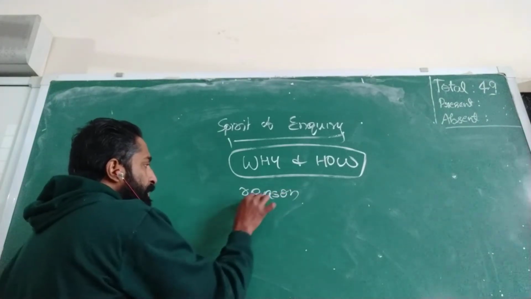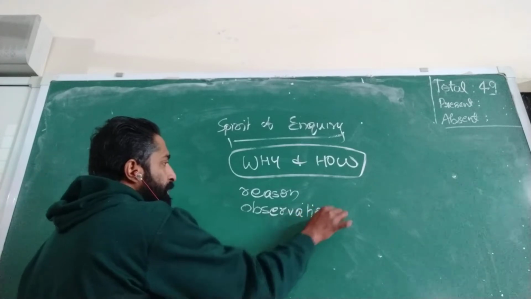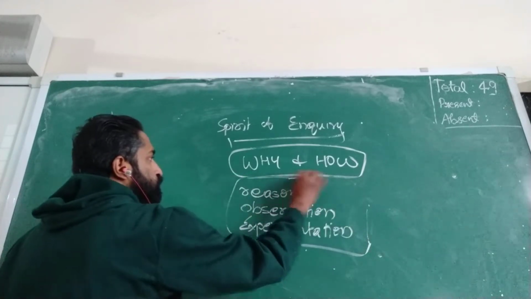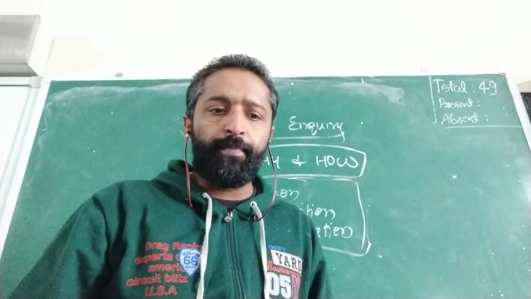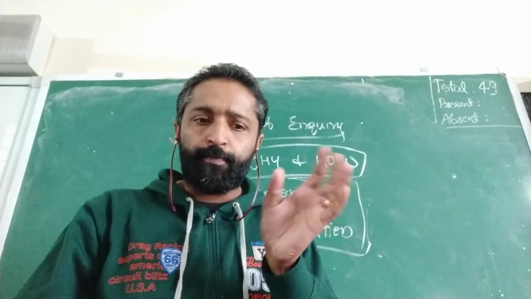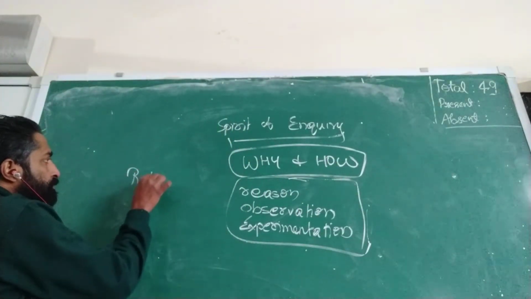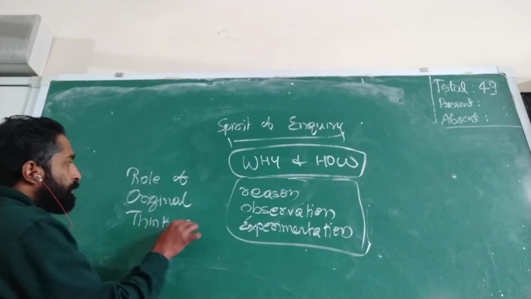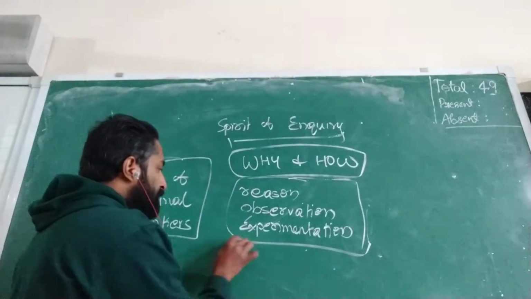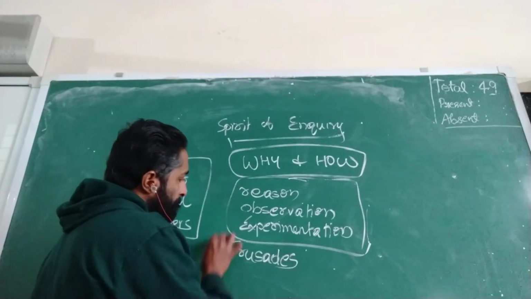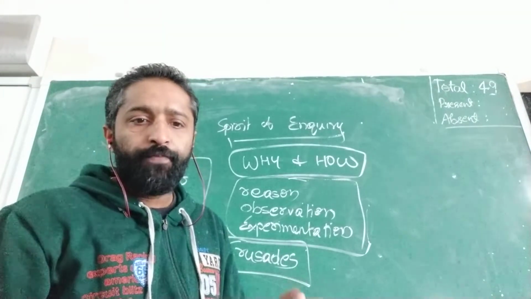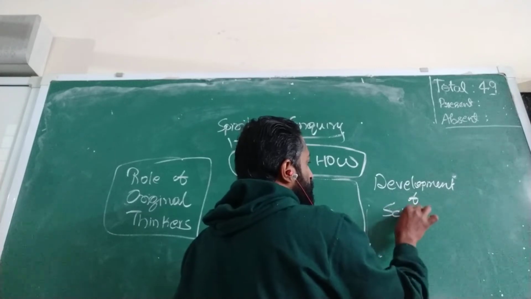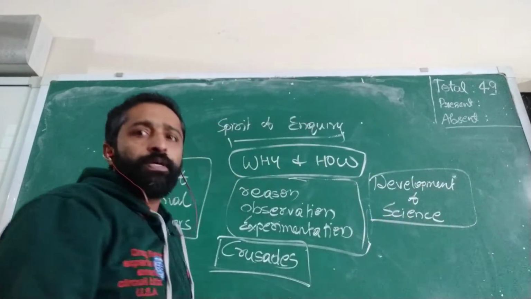Reason, observation and experimentation. There are three things related to this spirit of inquiry. The first, role of original thinkers. Second, crusades. And third is the development of science. These are the three things included in the spirit of inquiry.